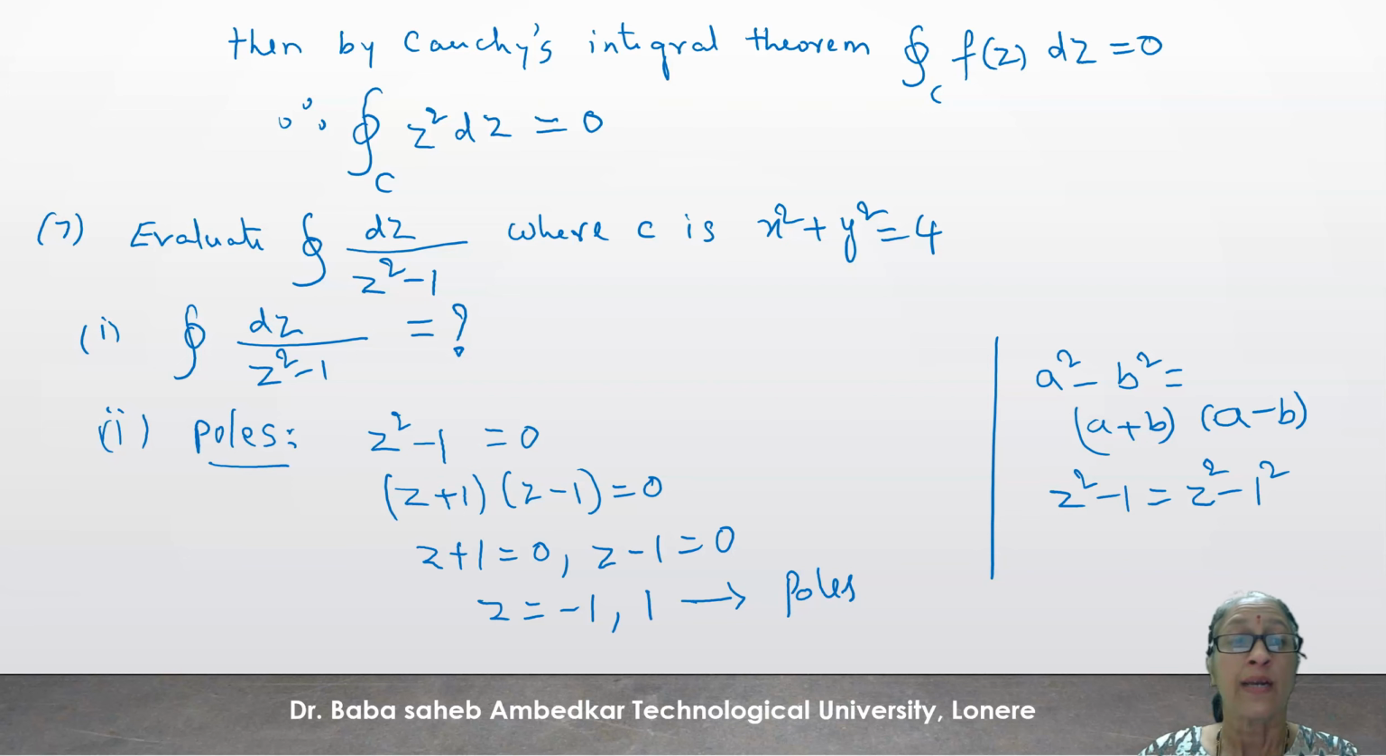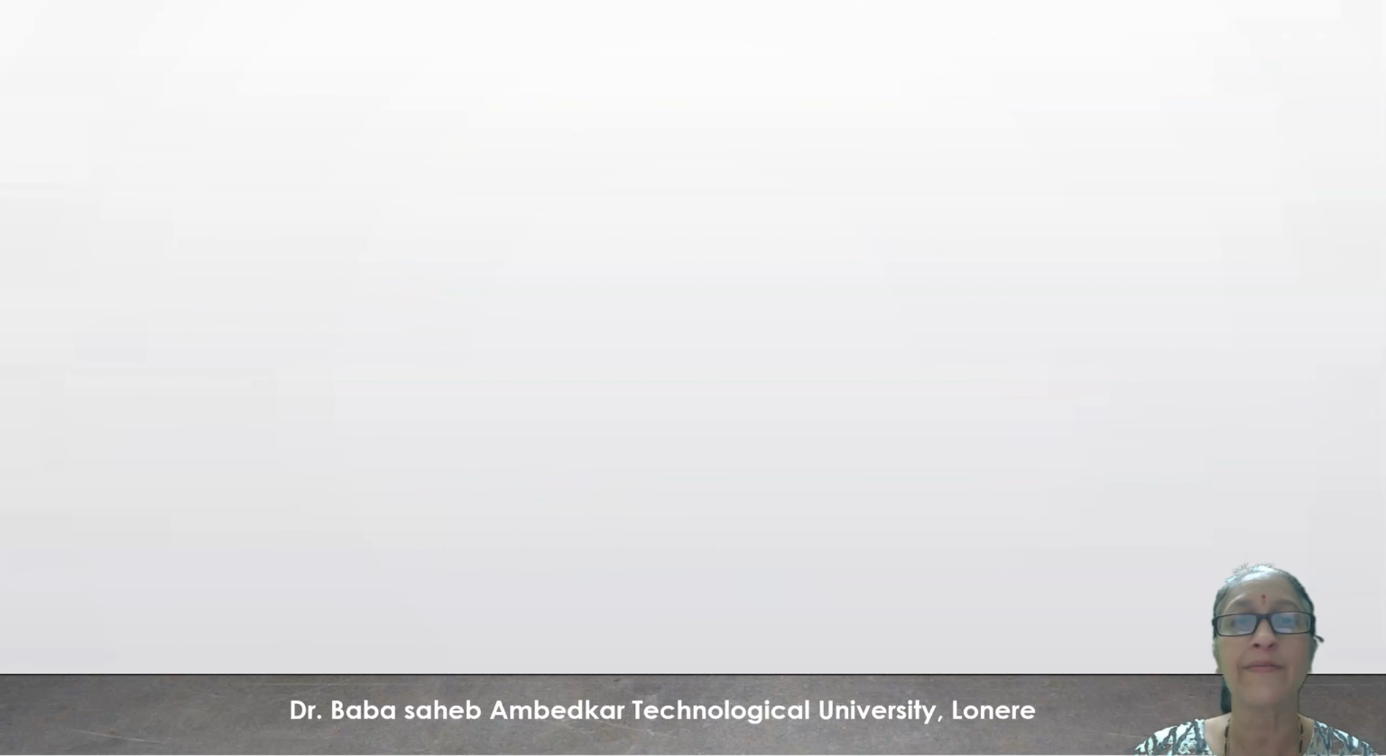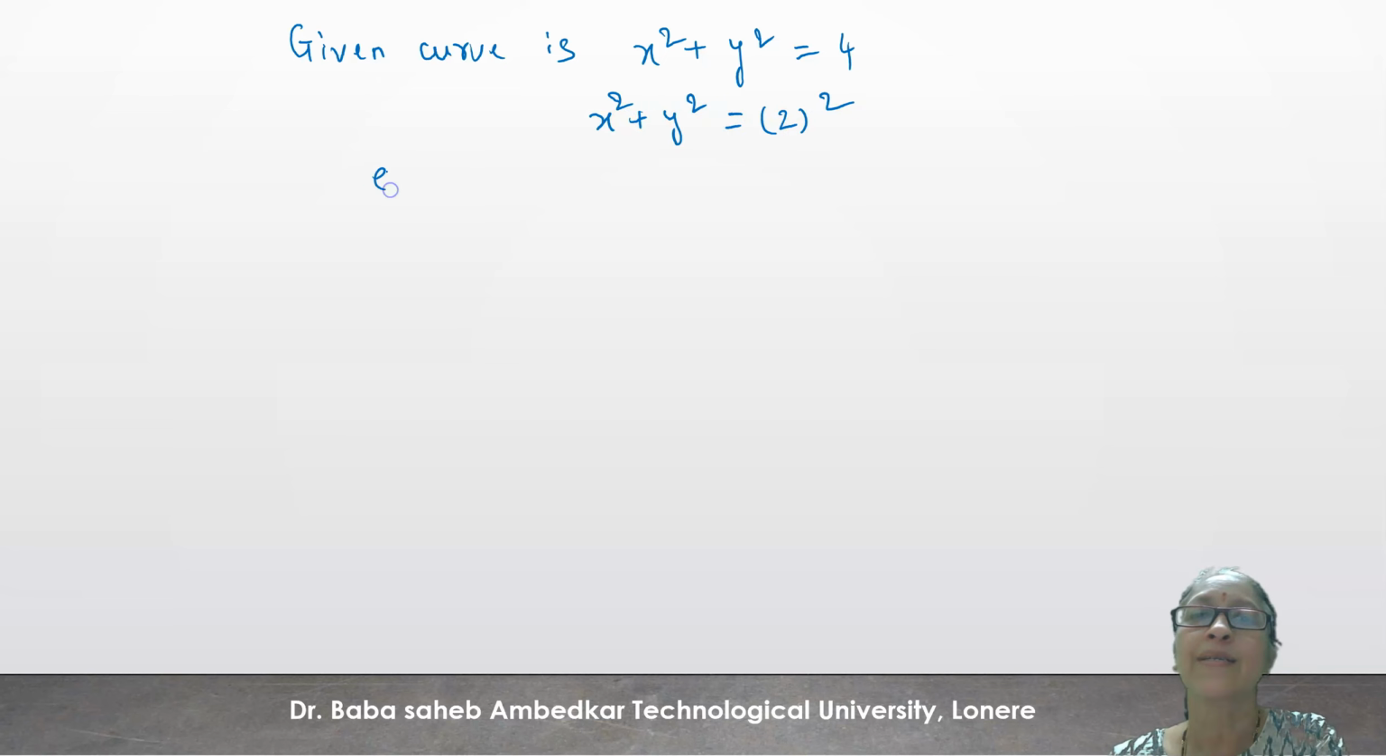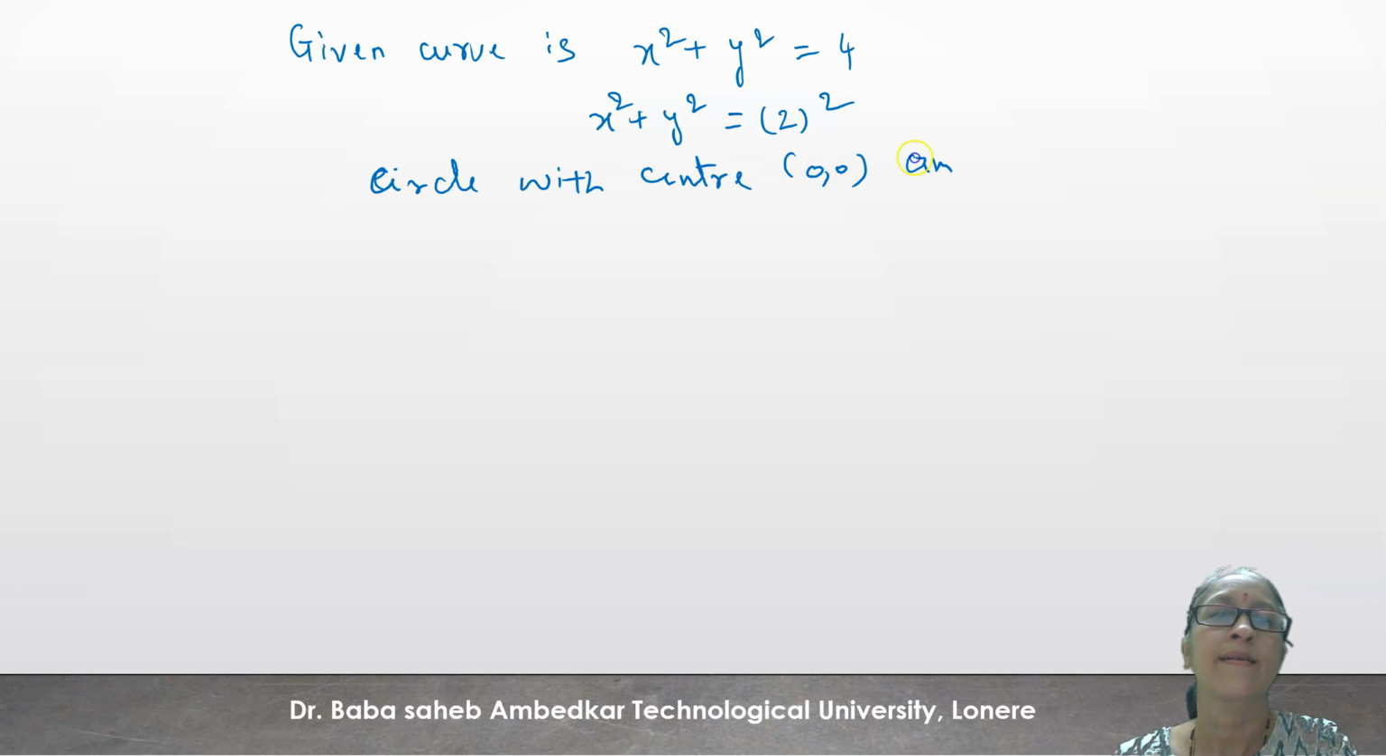Now let us plot this circle. What is the given curve? The given curve is x square plus y square equal to 4. So this is the equation of a circle. So you can write it as x square plus y square equal to 2 square. So this is a circle with center 0, 0 at origin and radius 2.